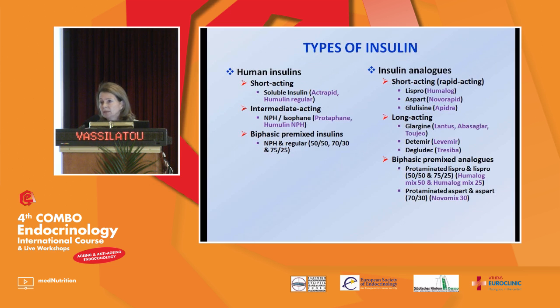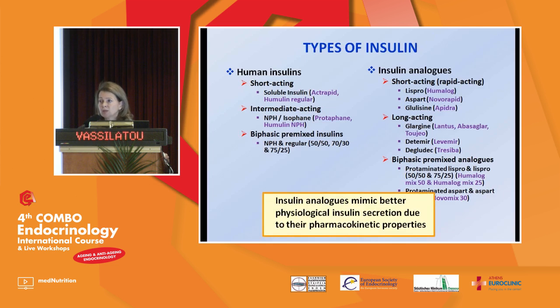The types of insulin that are currently in use are human insulins and insulin analogs, both produced by recombinant DNA technology. Human insulins are categorized based on the time action profile into short-acting, intermediate-acting, and biphasic premixed insulins, while insulin analogs are categorized into short-acting or rapid-acting, long-acting, and biphasic premixed insulin. Insulin analogs are a major progress in insulin therapy because they mimic better physiological insulin secretion due to their pharmacokinetic properties.